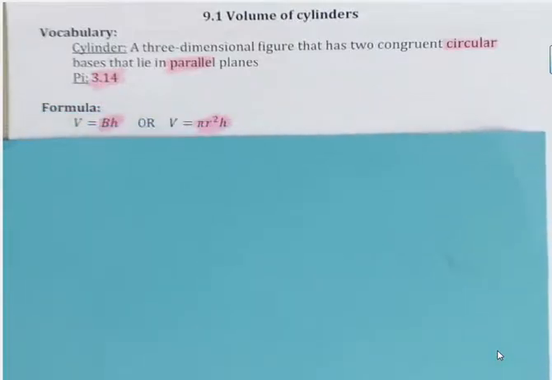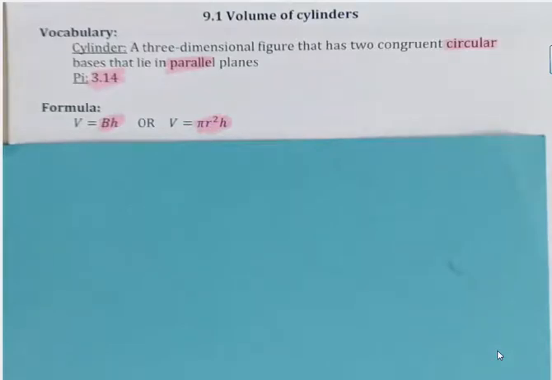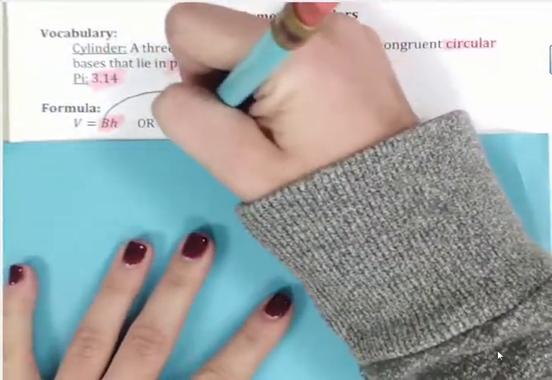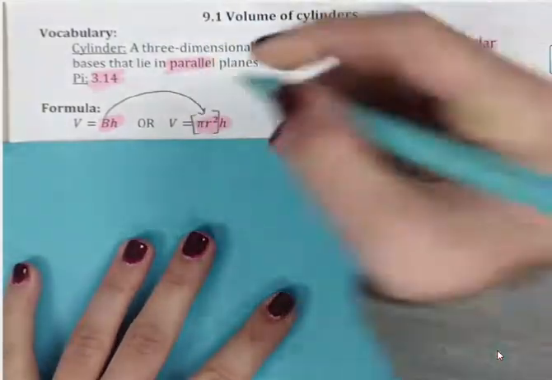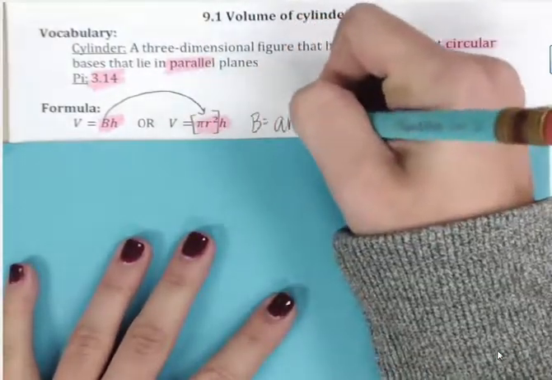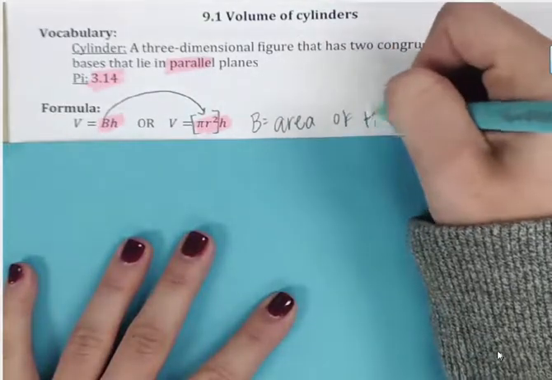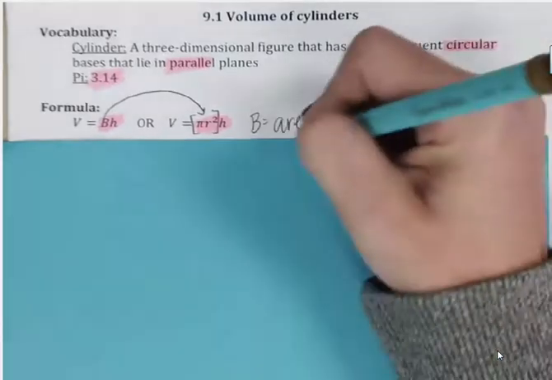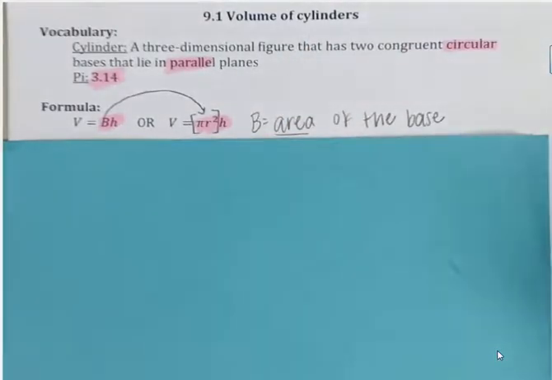Formulas that you need to know. On your formula chart, it's going to have V is equal to big B times H, or V is equal to pi r squared times H. Now, B is pi r squared. Remember, big B stands for area of the base. It doesn't mean base anymore. It means the area of the base. And I'm sure you all remember that from last year because we told you guys a million times.